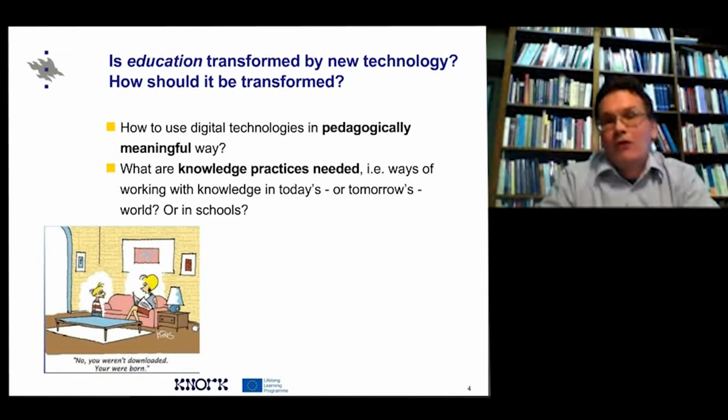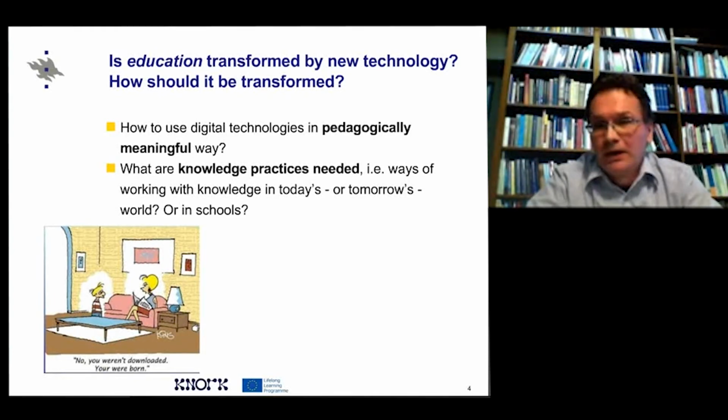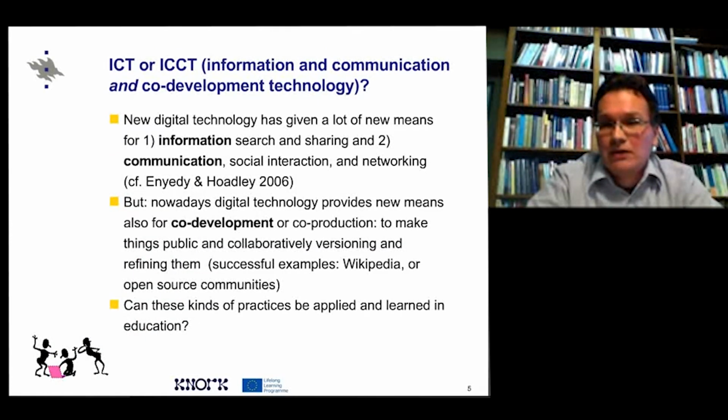One way of putting this, what we have been developing within our research groups, is this: if we think about what information and communication technology means or how it is defined, this basic definition emphasizes the idea that, of course, new technology gives a lot of new means for sharing information or searching for information. It's a huge amount of information that is very easily available through the internet nowadays.